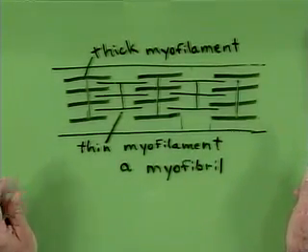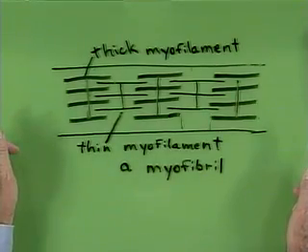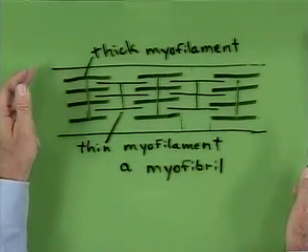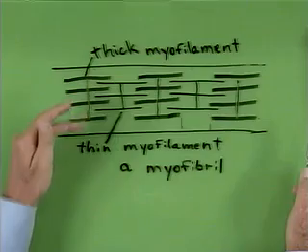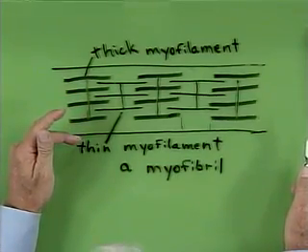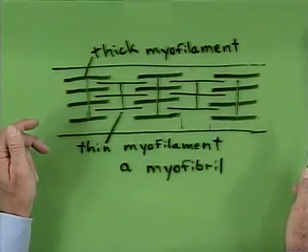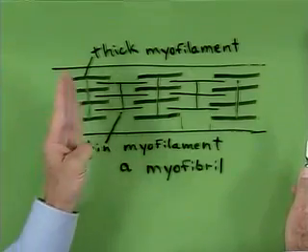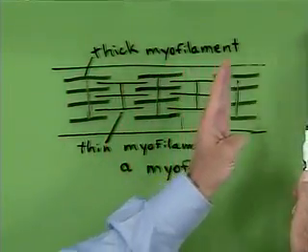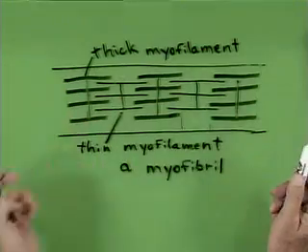Now, to a histologist looking at a photomicrograph of this organelle, they call the dark stripes A bands, and the light stripes they call I bands. So it alternates dark, light, as we continue up and down the length.